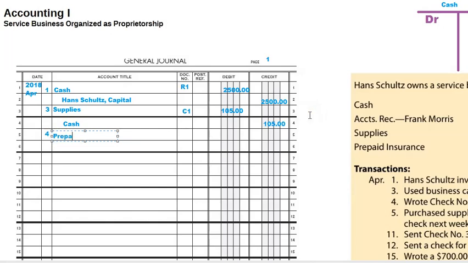Prepaid insurance, and it is C2. We know that it says write check number 2, so it tells you it is the source document, and insurance is being debited $240. Cash is being spent, so that's being credited $240. So it's very straightforward, it's very simple, there's no complication. I'm gonna stop right here.